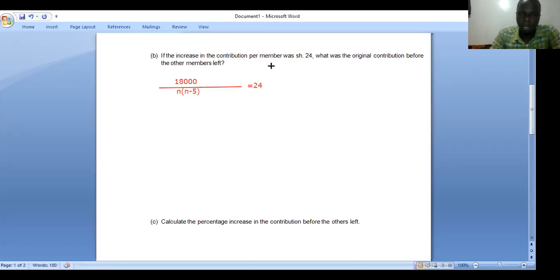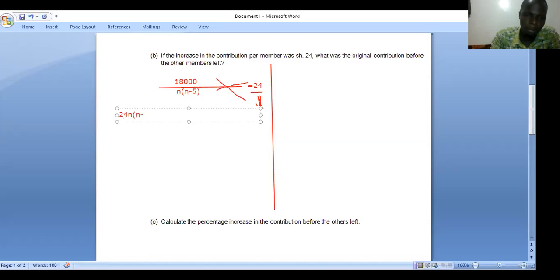You need to draw a line. You need to be someone who is organized. You must be organized. So from here, what we do is very simple. We do what we refer to as cross multiplication, because our number is always out of 1. So if you cross multiply, the resulting solution will be 24 times n into n minus 5 is equivalent to 18,000 times 1, which is still that.